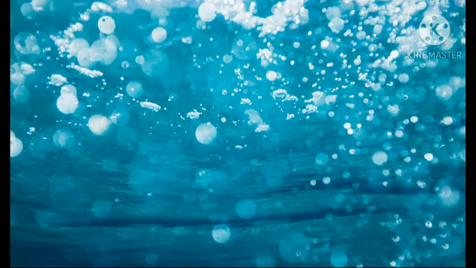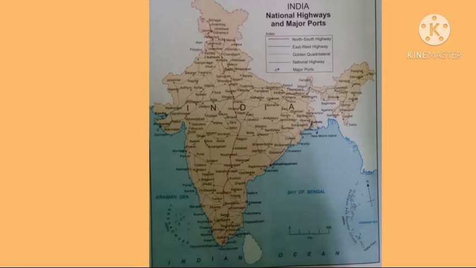Now we will study the map which is given in your textbook. So now you can see the map which is given in your textbook, page number 64, figure 9.10. This is regarding India's national highways and major ports. If you look through the index, we can see the details of what is given in this map. The north south highway, east west highway, golden quadrilateral, national highways and major ports in India are included in this map. So we can go through the questions.